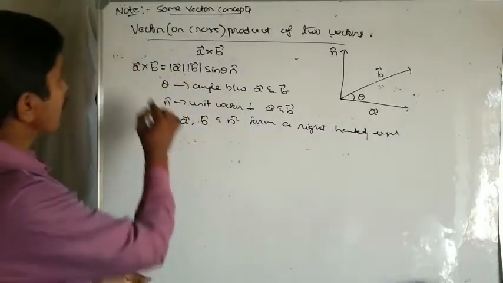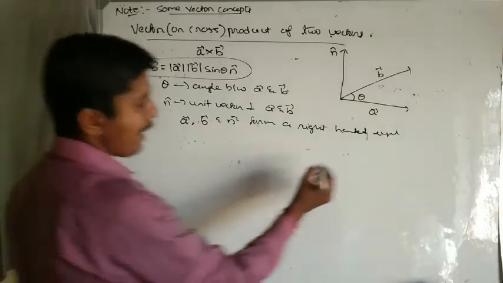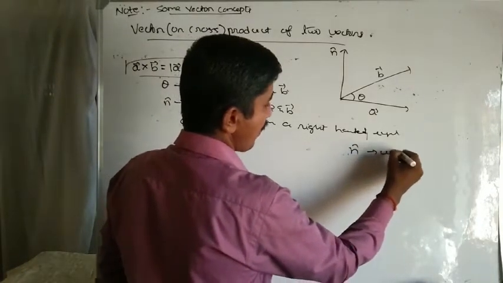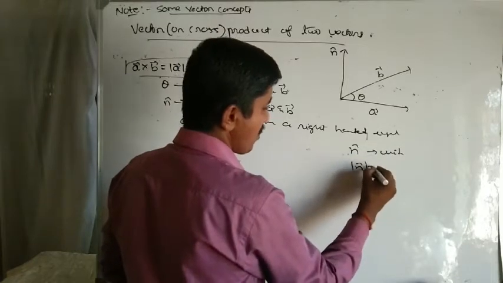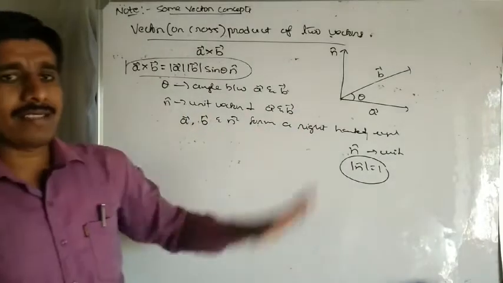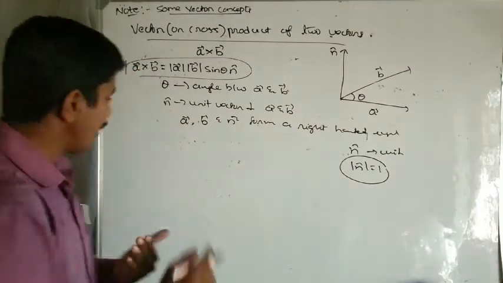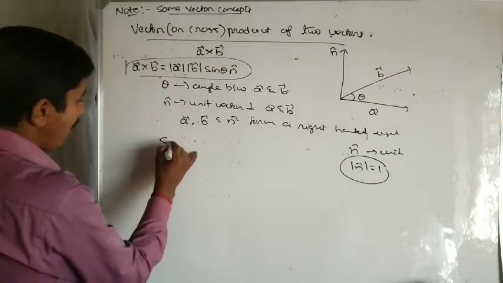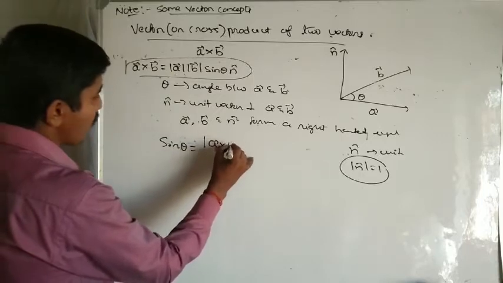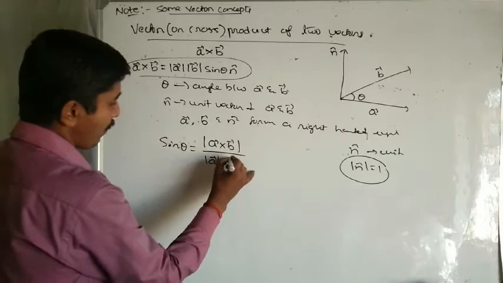Mind it. N cap is a unit vector, which means its magnitude is equal to 1. Here theta is the angle between vector A and vector B. Then sin theta is equal to the magnitude of vector A cross vector B divided by the magnitude of vector A into the magnitude of vector B.